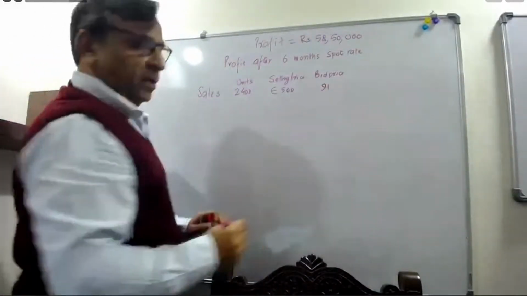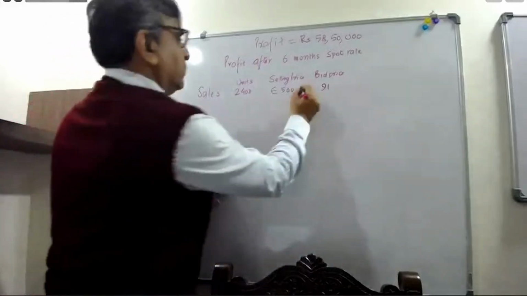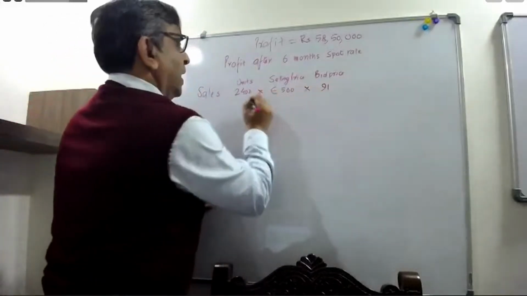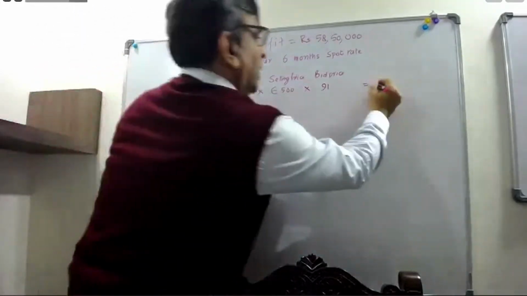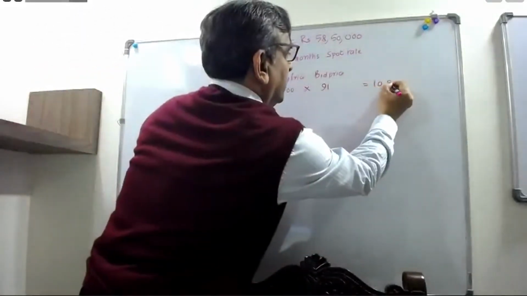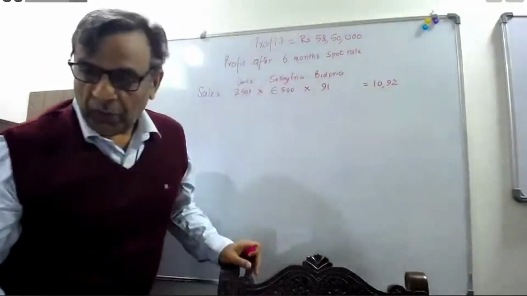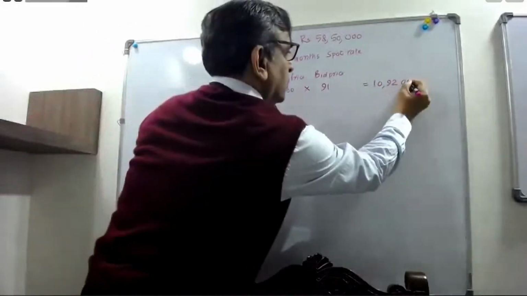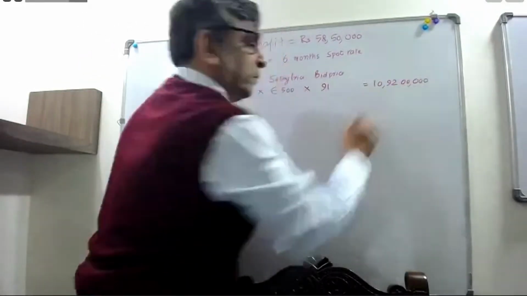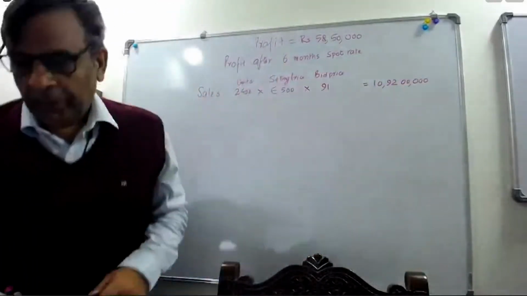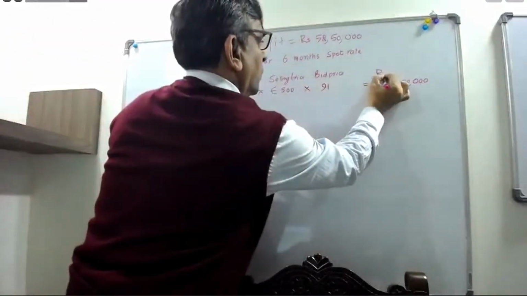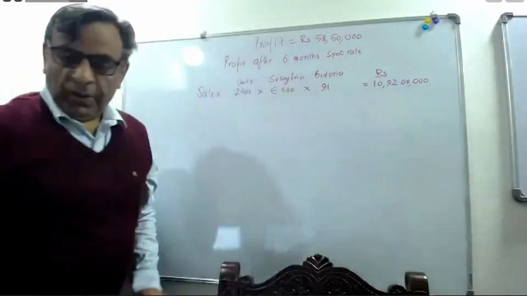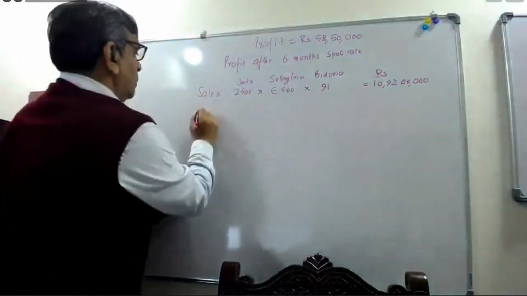Fine. So we multiplied the bid price, this into this, and calculated what was the sale. The sales come to 10 crore 92 lakhs, 00000. So this is basically in rupees. Then we come to the cost.